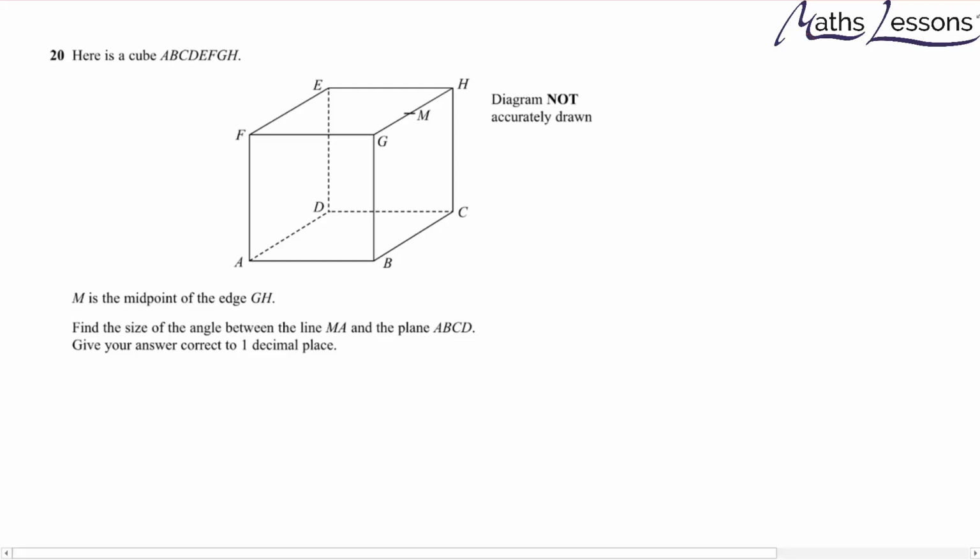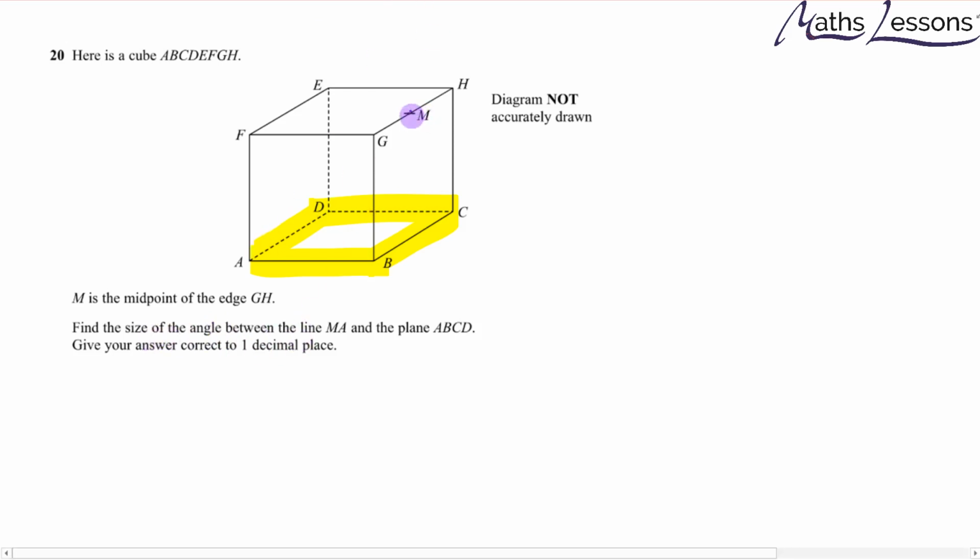Okay, here we go. We have a bit of 3D trig going on here. And we know that M is the midpoint of GH. We want to find the size of the angle between the line MA and the plane ABCD. So here's ABCD, and we want to find the angle between the line and that plane.